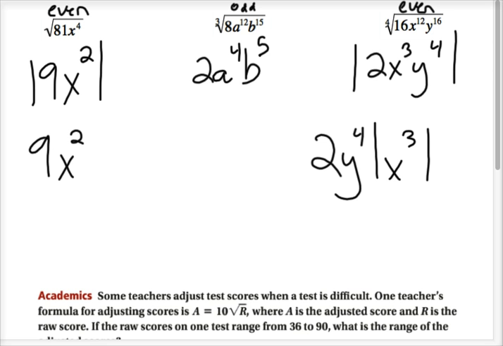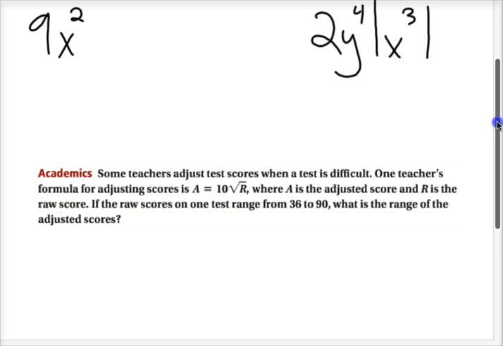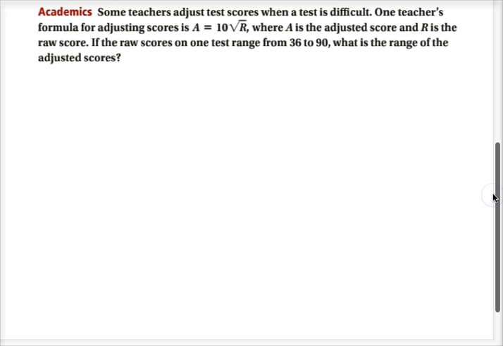All right, so moving along, let's talk about a word problem really quickly, okay, to wrap up our notes. Some teachers adjust test scores when a test is difficult. One teacher's formula for adjusting scores is A equals 10 times the square root of R, where A is the adjusted score, R is the raw score. If the raw scores on one test range from 36 to 90, what is the range of the adjusted scores?